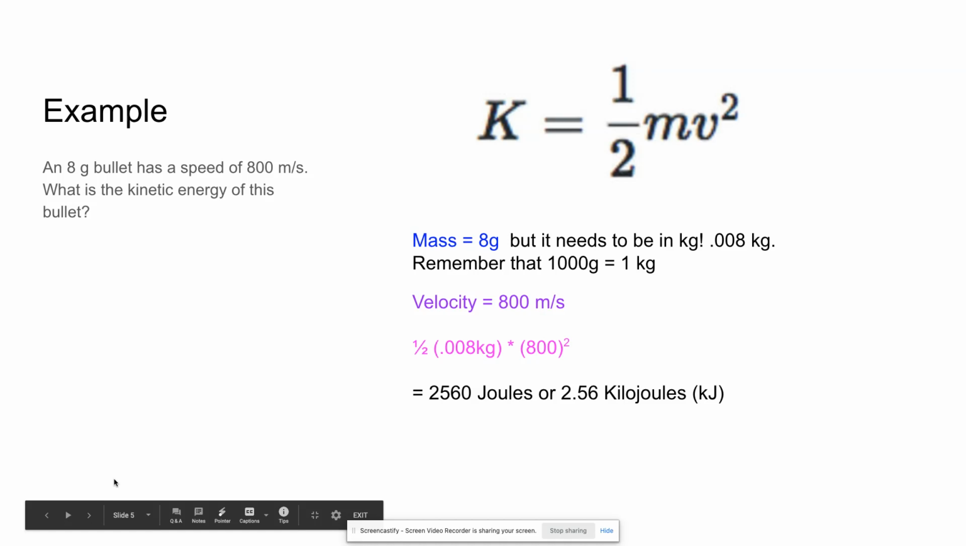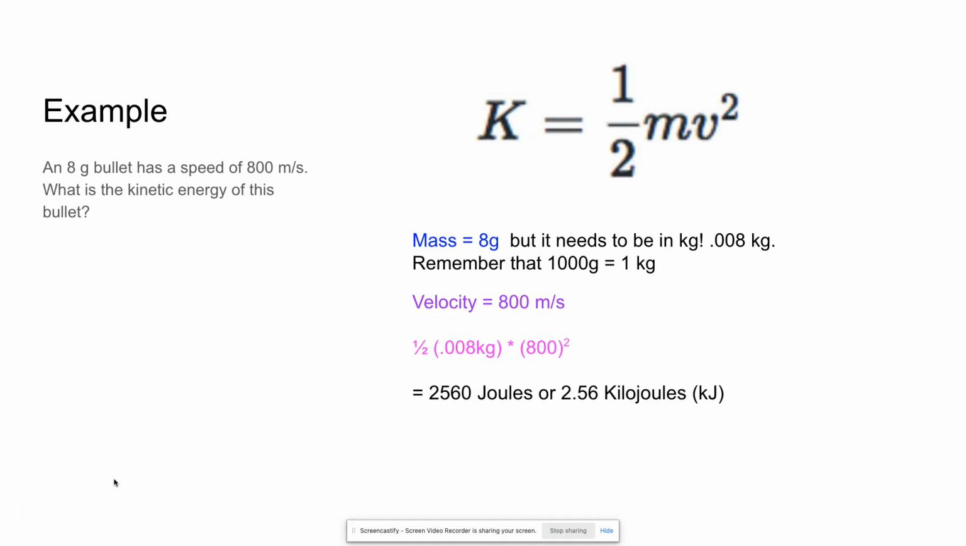So let's try a problem. We have an 8-gram bullet that was shot and it sped out of the gun at 800 meters per second. So the question is, what is the kinetic energy of this bullet?